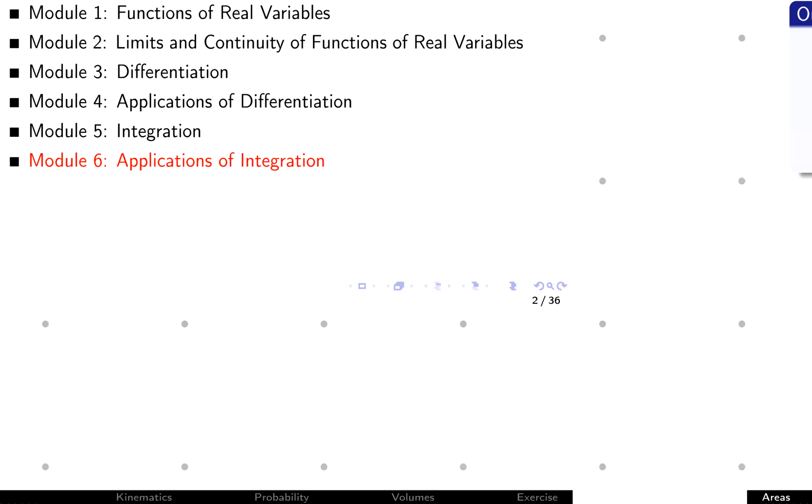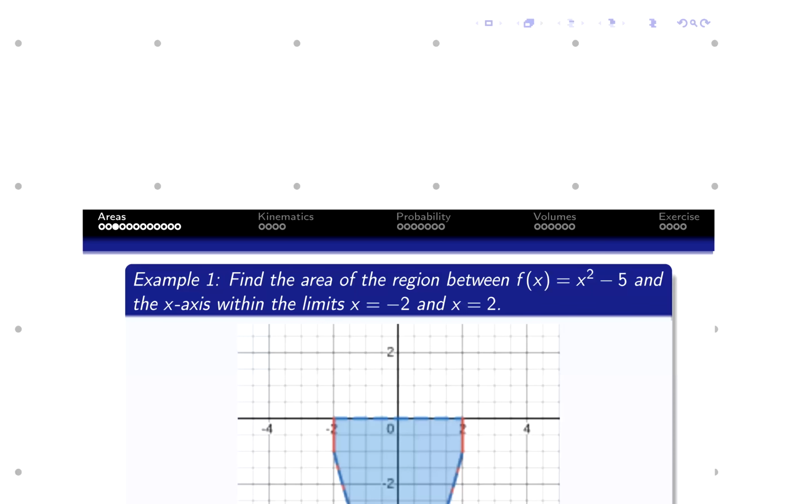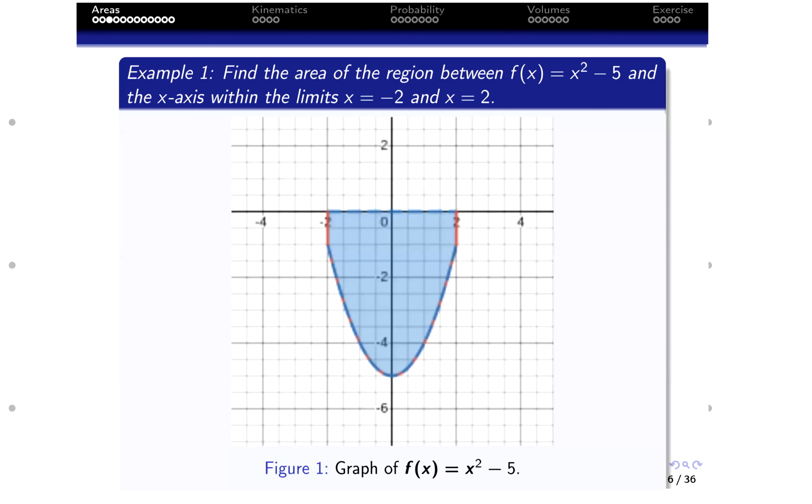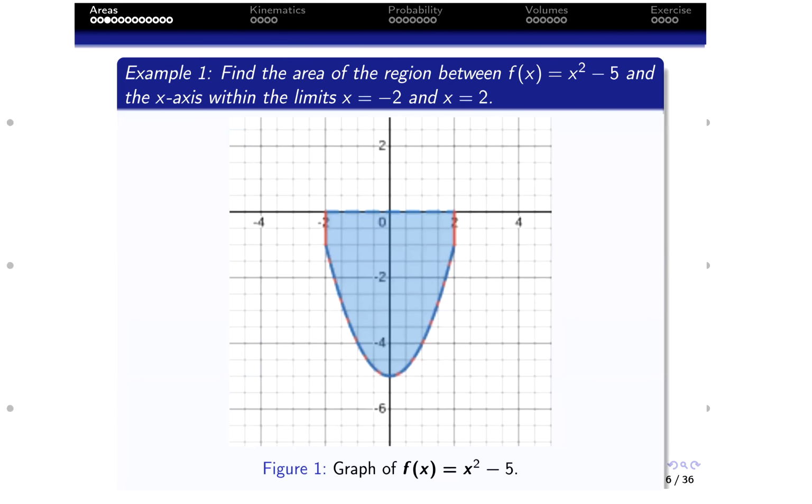Okay, so let's go ahead and talk about our first example. Find the area of the region between f of x equals x squared minus 5 and the x-axis within the limits x equals minus 2 and x equals 2. So you have f of x equals x squared minus 5.